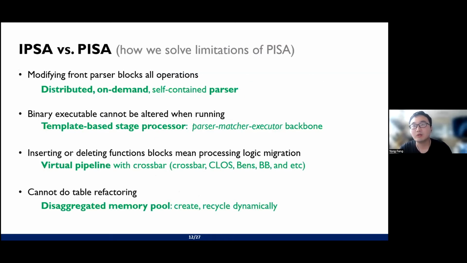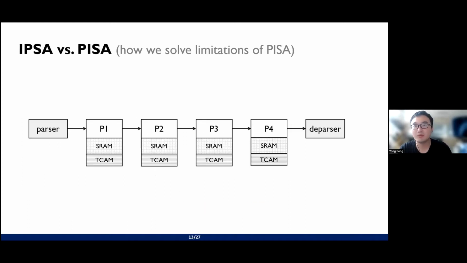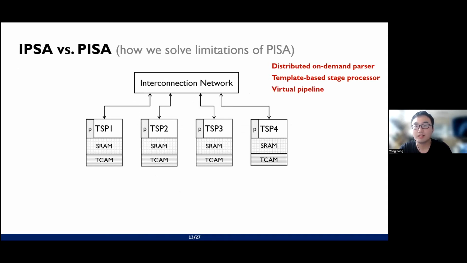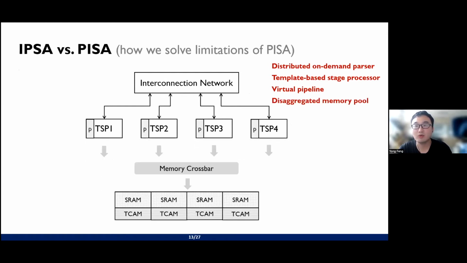So we propose IPSA to solve these problems. Specifically, we use a distributed on-demand parser to implement protocol updating, a template-based stage processor to implement processing logic customization at runtime, a virtual pipeline to improve the flexibility of the original pipeline, and a disaggregated memory pool to add, recycle, and modify flow tables.